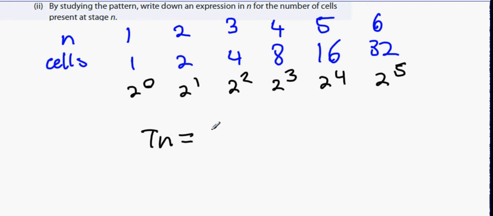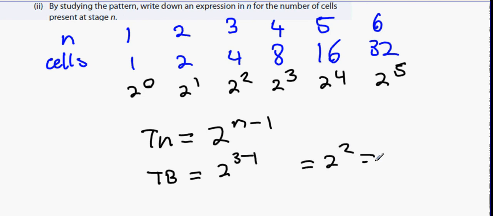So for instance, T3 is going to be 2 to the power of 3 minus 1, which is 2 to the power of 2, which is 4. That works. Try T5. T5 is 2 to the power of 5 minus 1, which is 2 to the power of 4, which is 16. That also works, so that's the correct answer.